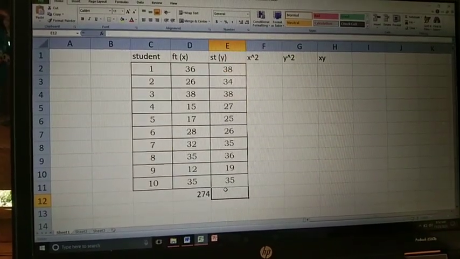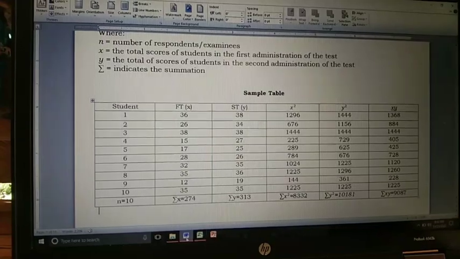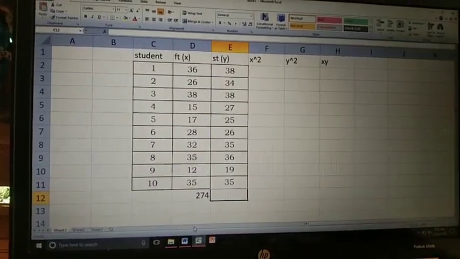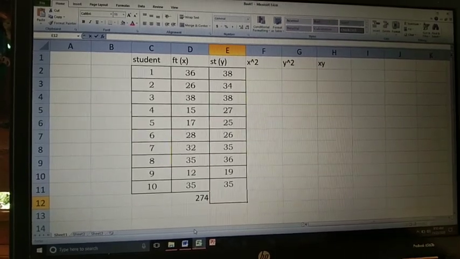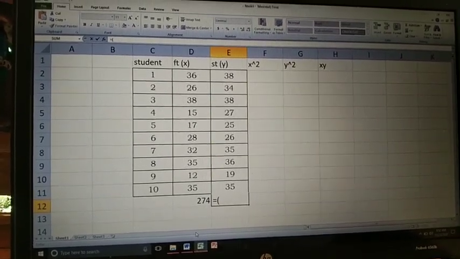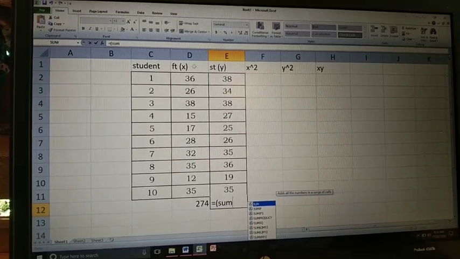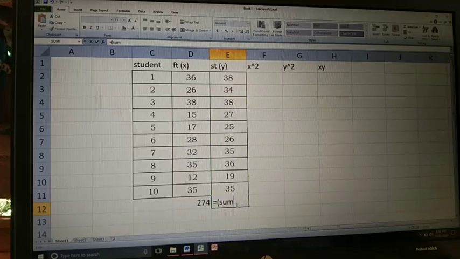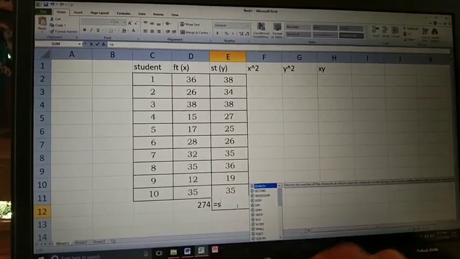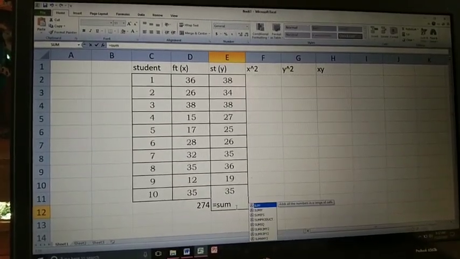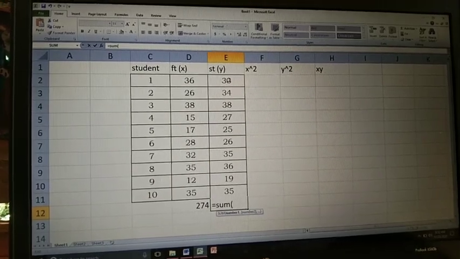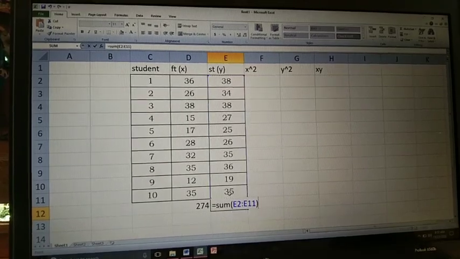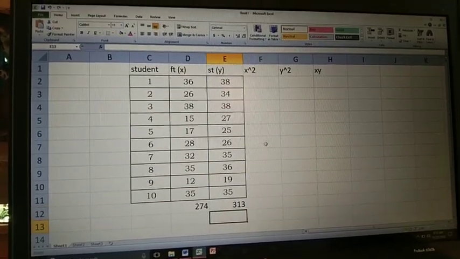So if you are going to determine the summation or the total of the scores of your students, you can use this sum. Then, sum, open parentheses. From 38, drag it down to student number 10. Close parentheses. So 313.